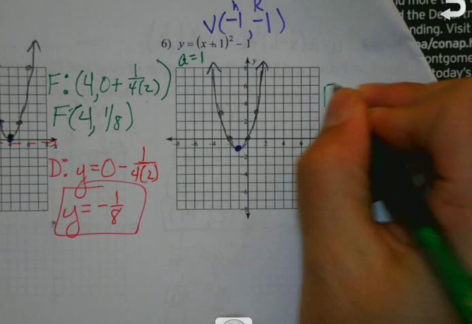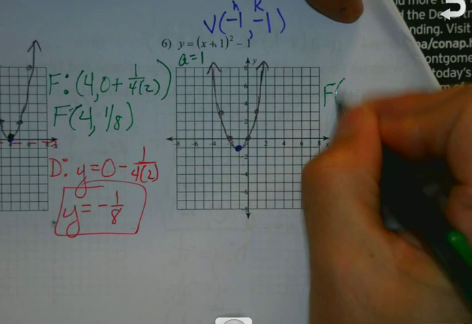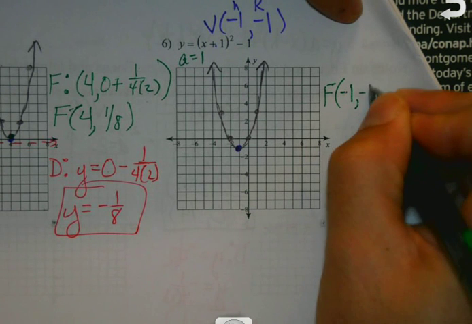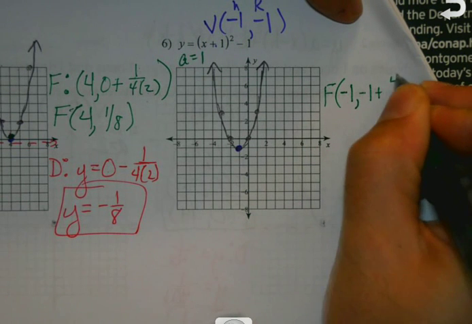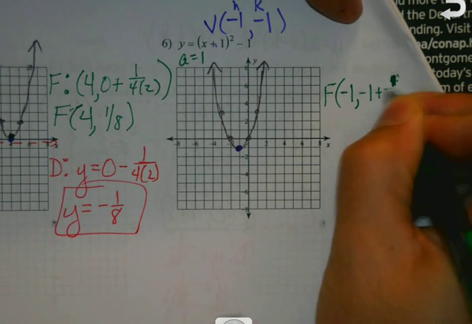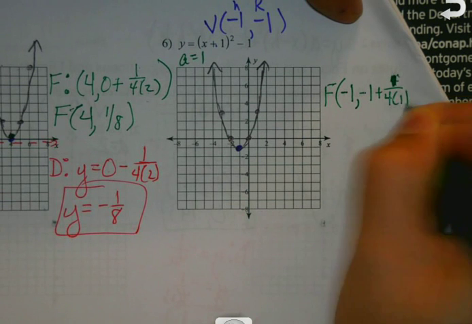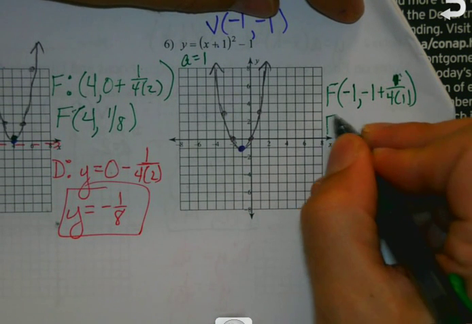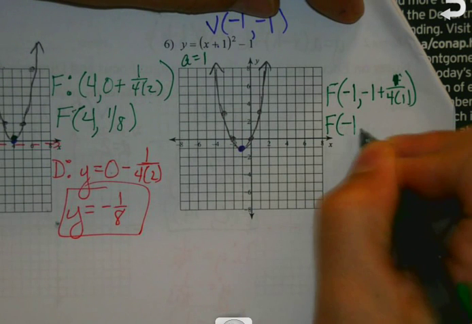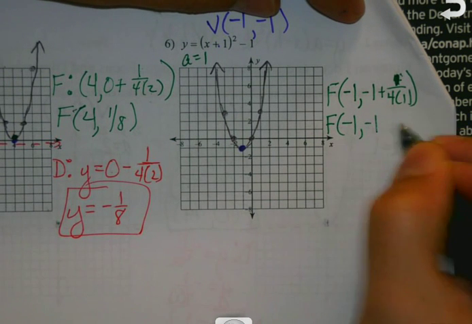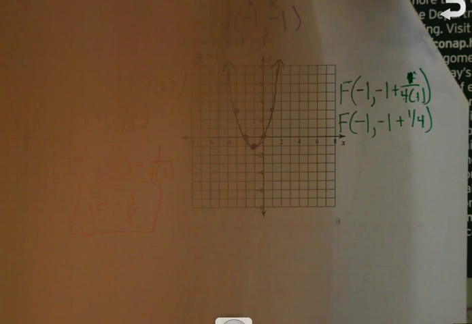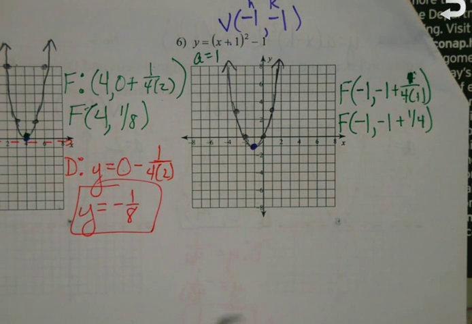So my focus is h, k plus 1 over 4a. Now again, I would take the time here to simplify this piece by piece. 4 times 1 is 4. So I'd actually do that instead of trying to do everything in the calculator all at once.